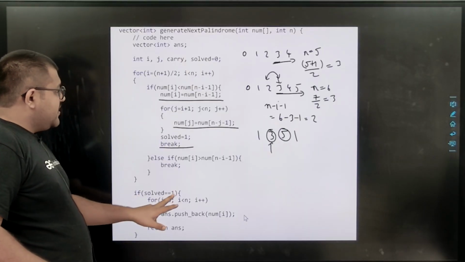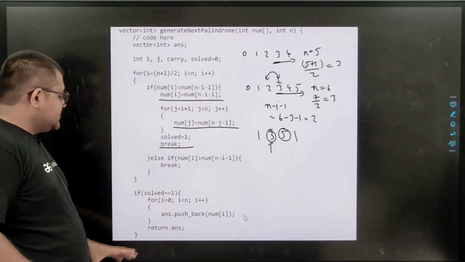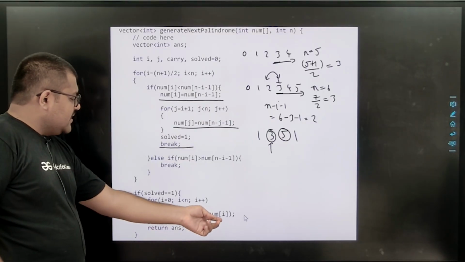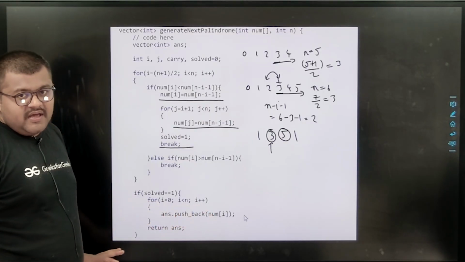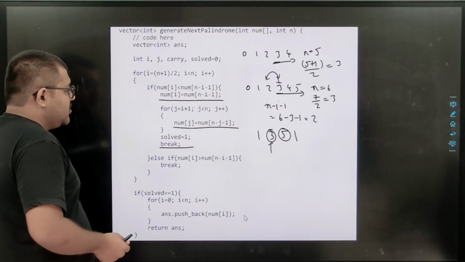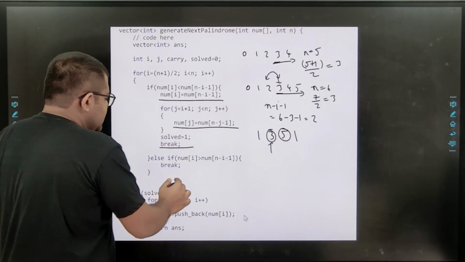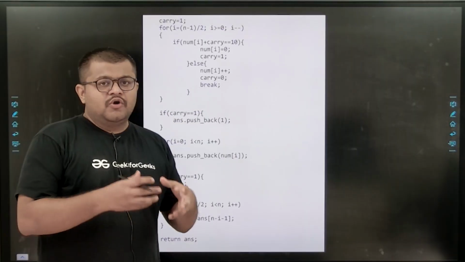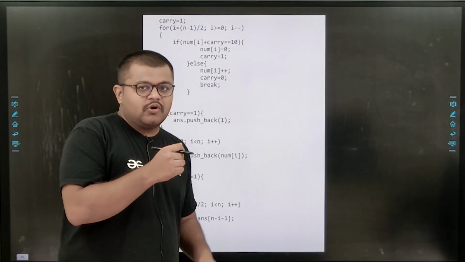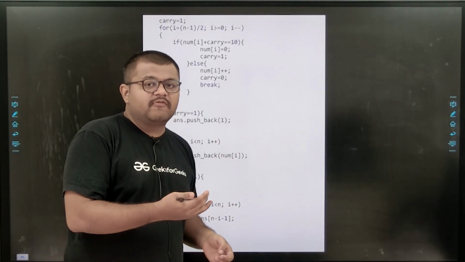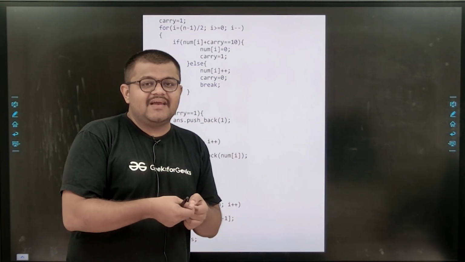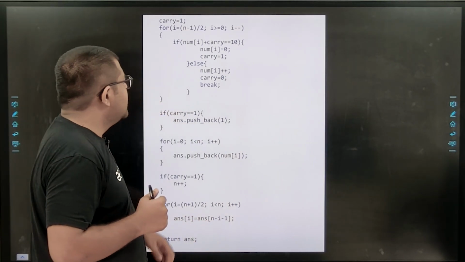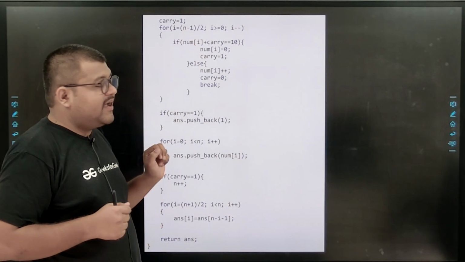But if the solved variable is 1, it means if it is this case, then we'll push all the elements in our answer and then return the answer. If we were not able to solve, if it is not from this case and if it is from this case, then let's see what we will do. So now as we saw, if it is not from the first case, then we will increase the element on the centermost part, right? So that will be represented by n minus 1 by 2.